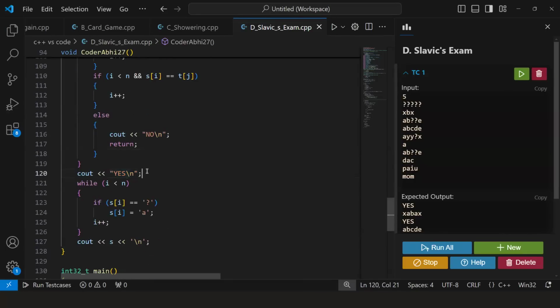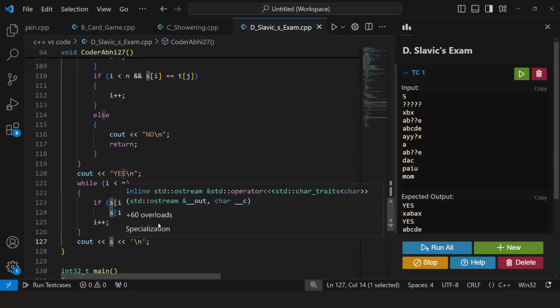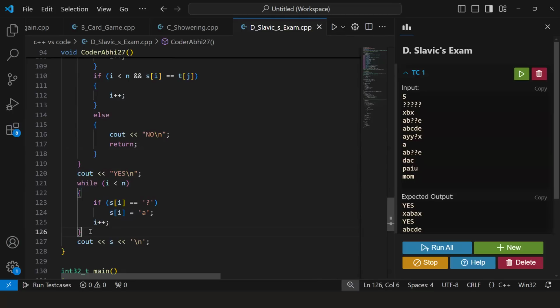So we would print a yes. And then if I is less than N, we would just traverse the remaining string and check if there is some question mark. Replace that with any character of your choice. It can be A, or it can be any character of your choice. Just do that, and then print your string after yes. So this would be the code. I hope everything is clear for this question. Okay.